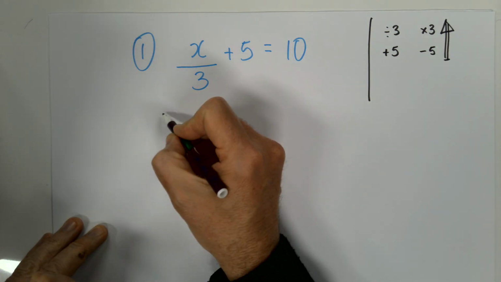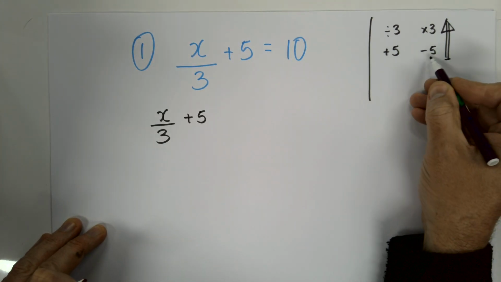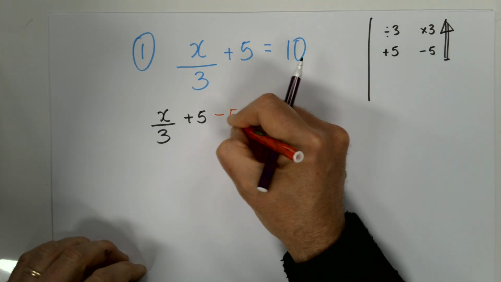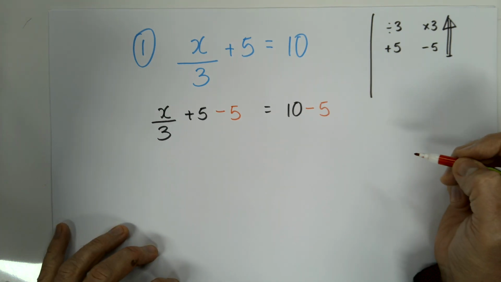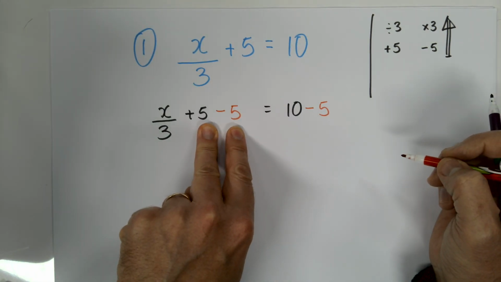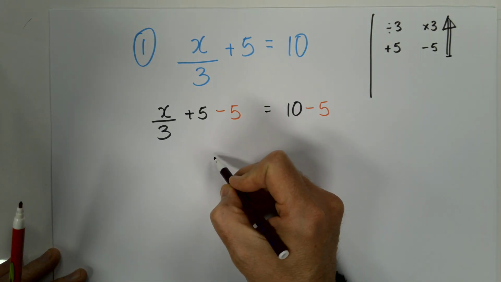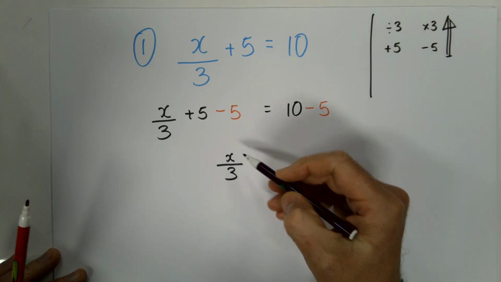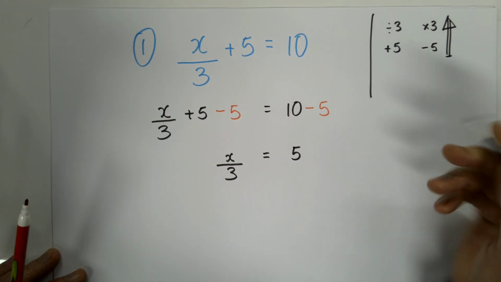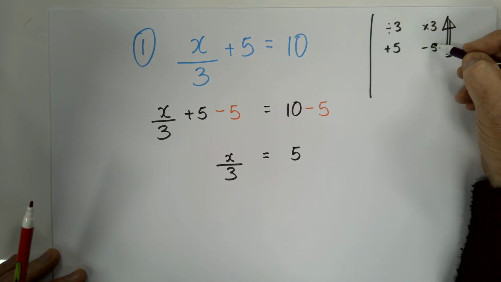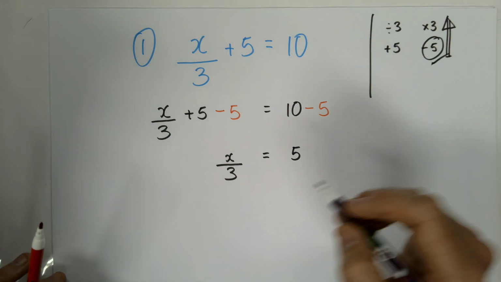Okay, so I've got x divided by 3 plus 5, but then I'm going to subtract 5. And then over here, subtract 5. Okay, so they vanish in a puff of smoke. 5 minus 5 is nothing. 10 minus 5 is 5. All right, so now I'm left with, I haven't done anything with this yet. Okay, it just goes along for the ride. And then I've got 5 there. All right, so over here in my little checklist, bang, done that one. Tick. Okay, now I multiply both sides by 3.